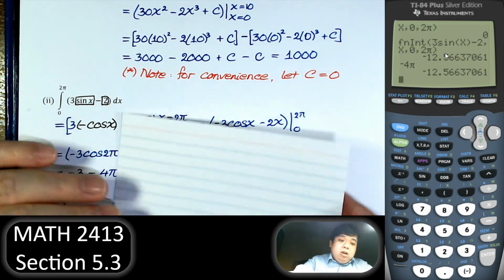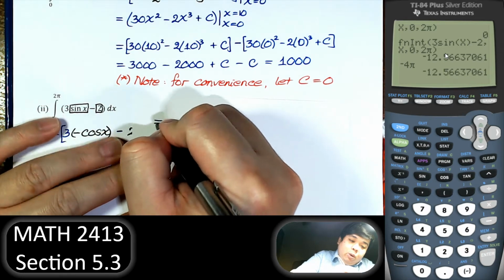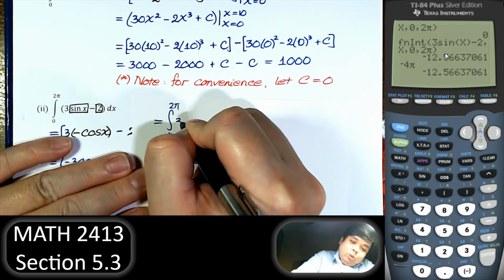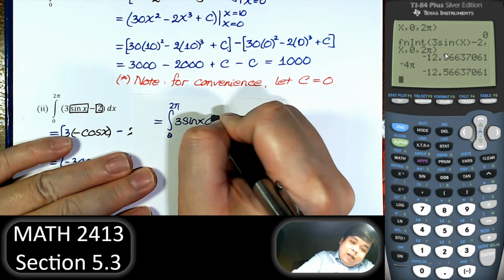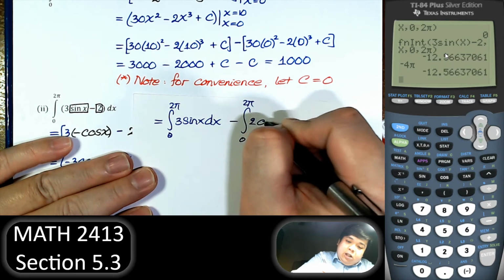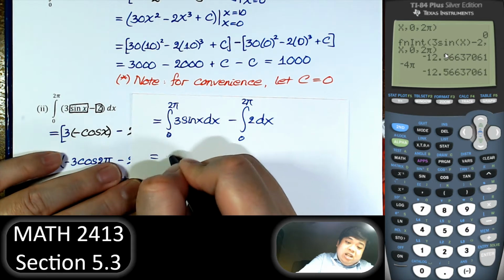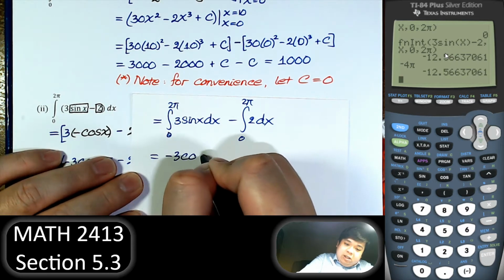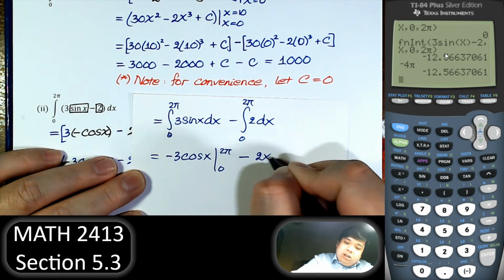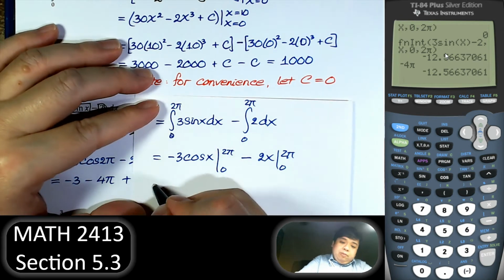One way to do the problem. The other way to do the problem is, you can always split the function: the integral from 0 to 2 pi of 3 sine x dx, minus the integral from 0 to 2 pi of 2 dx, and then we do each one of them separately because we did this before. So that's 3 cosine of x going from 0 to 2 pi, and 2x going from 0 to 2 pi. Yeah, you can just split them and do them separately.